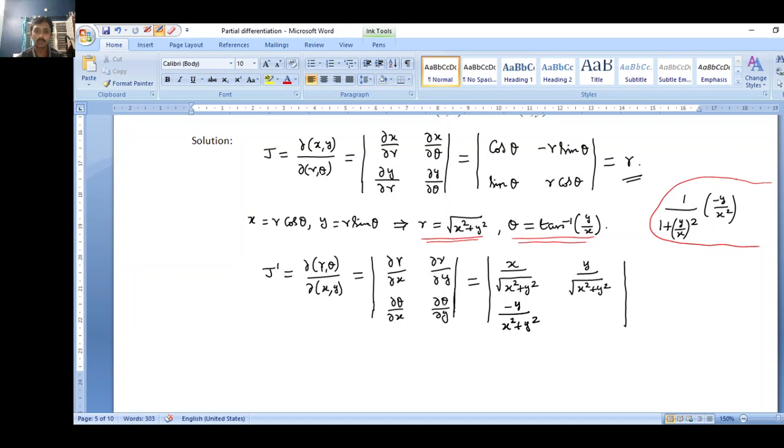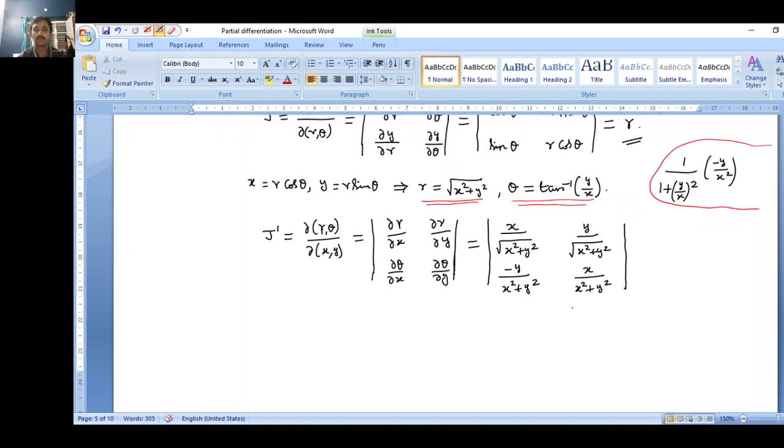And when you go for ∂θ/∂y, once again 1 by 1 plus (y by x) the whole square, but instead of minus y by x square, you get a 1 by x here, because differentiation of y is 1 and 1 by x will remain as it is. That when simplified will give you x by x square plus y square. Okay, so this is what is J dash.